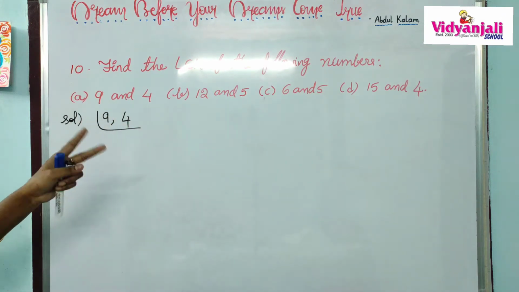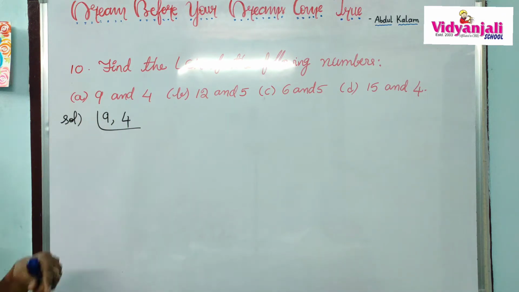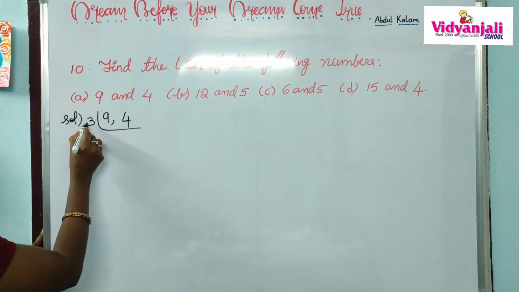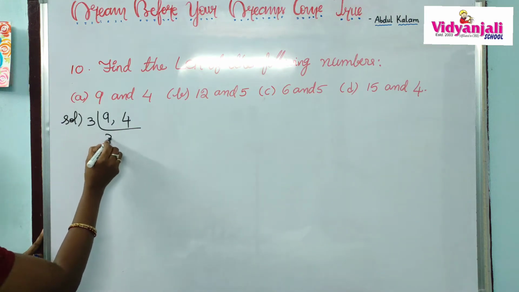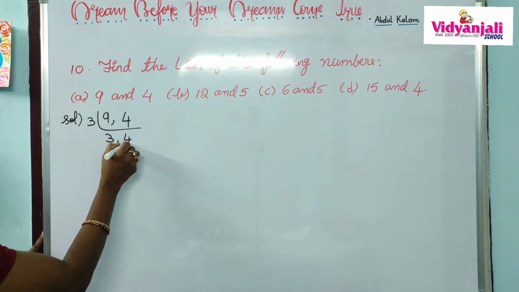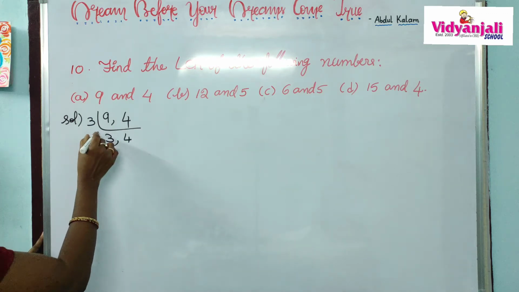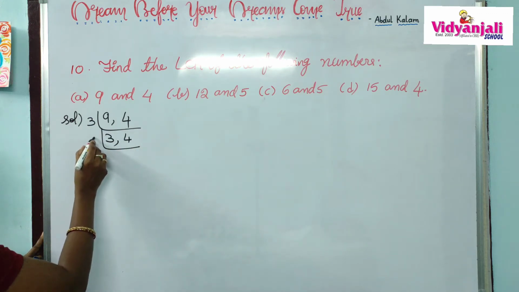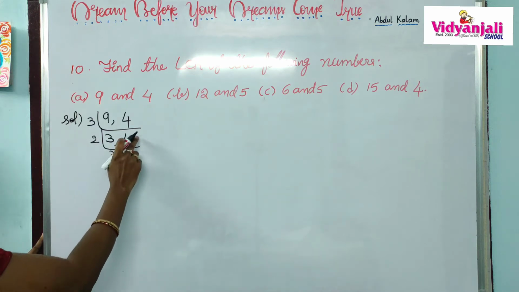9 and 4 won't come in any common table because they don't have common factors. Just simply we will go with 3. In 3 table, 3 3s are 9. And in 3 table we won't get 4. Let's write it as it is. And then if we take 2 table, 2 twos are 4.